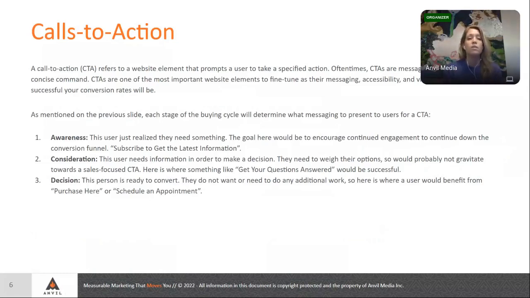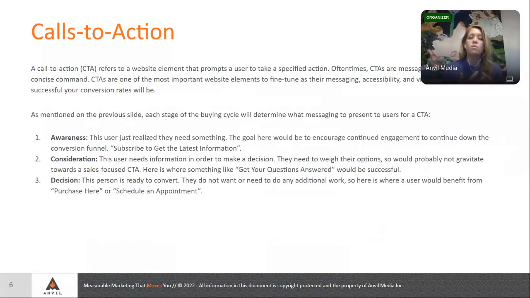So going back to the first stage of awareness. This is when somebody just realizes that they need something, they just realize they have a problem. So the user has no idea what's available to them. They need more information. So we would not be too successful in something like buy now, but maybe we want to get them some additional information that will continue them through that conversion funnel. So something like subscribe to get the latest information.